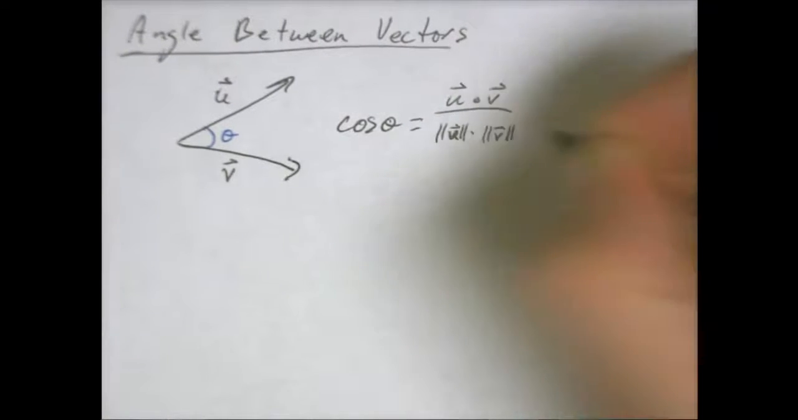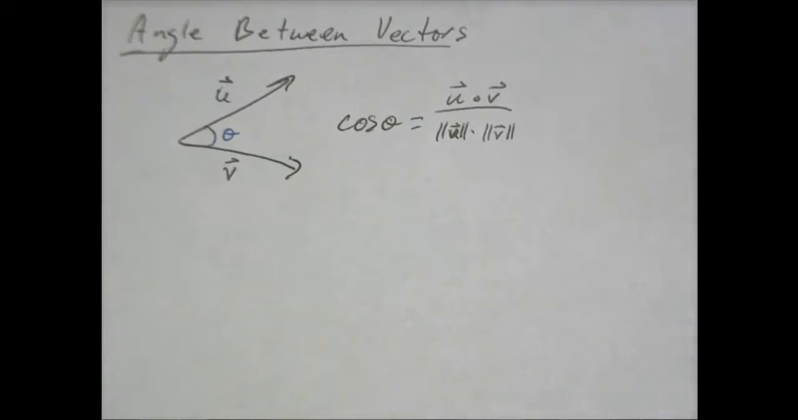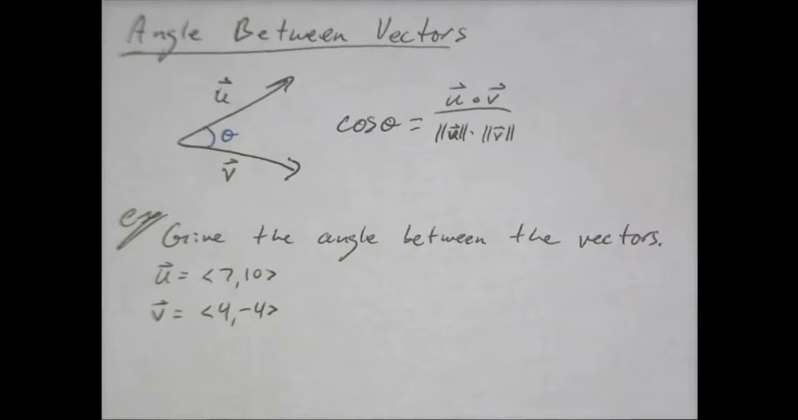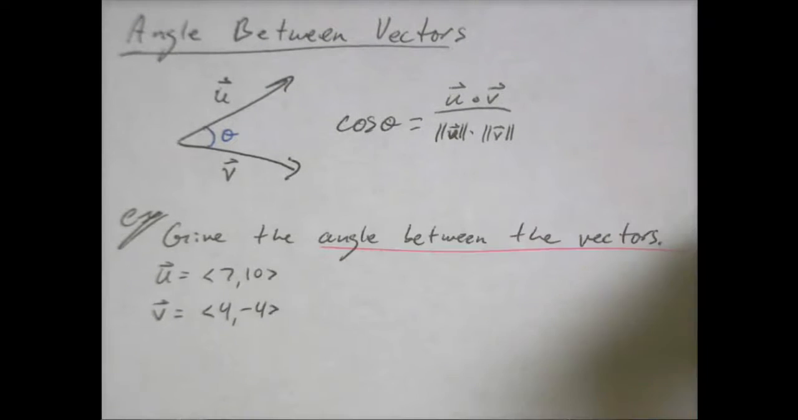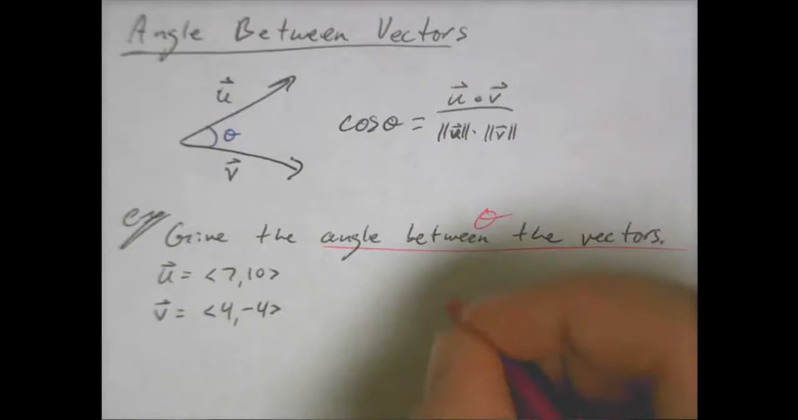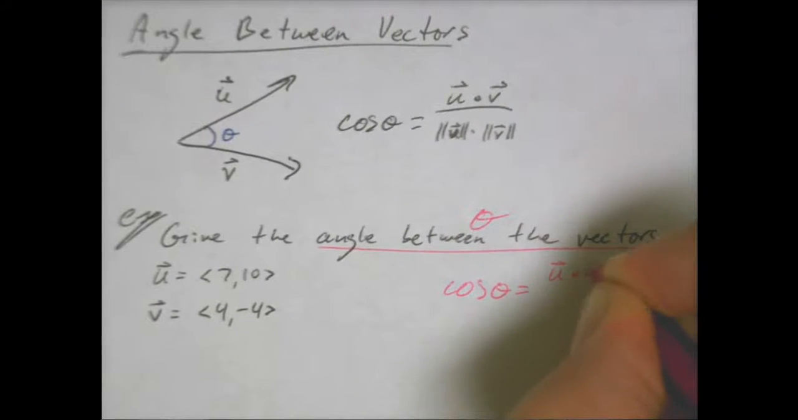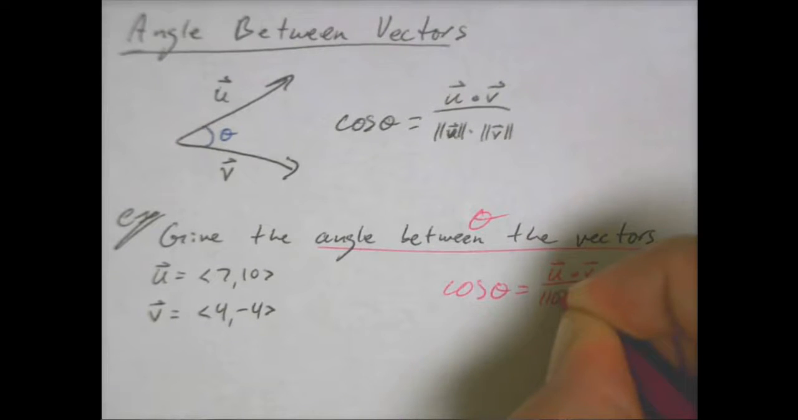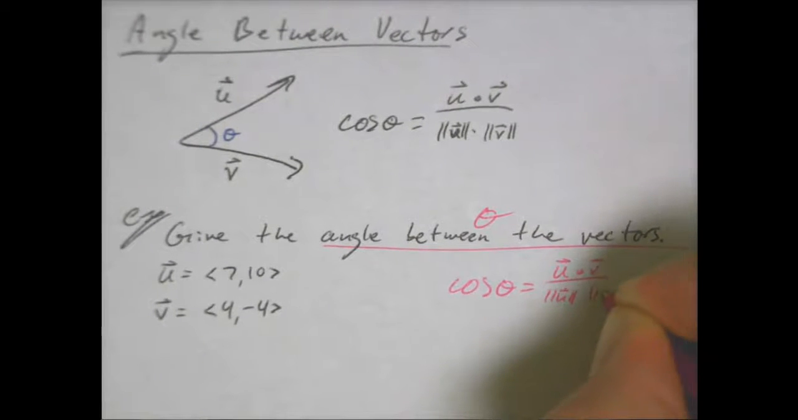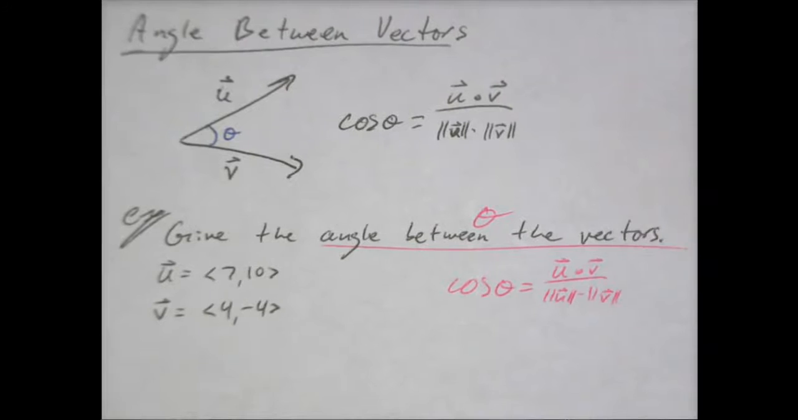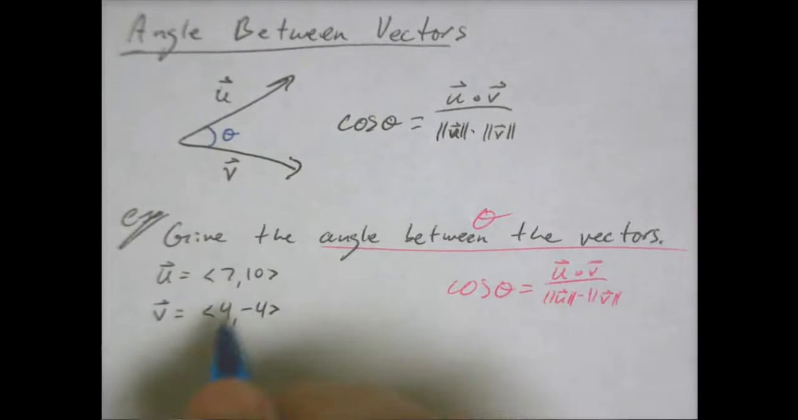This is something you will have to know. Cosine of the angle is the dot product over the magnitudes of those two vectors. Now let's use it. If I know the angle between the vectors, that is going to be my theta, and I know the formula: cosine theta equals the dot product of these two vectors over the magnitudes. The dot product would be pretty easy to find, so I need to find the magnitudes.